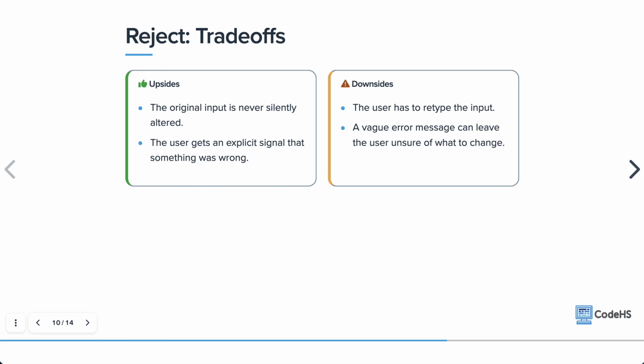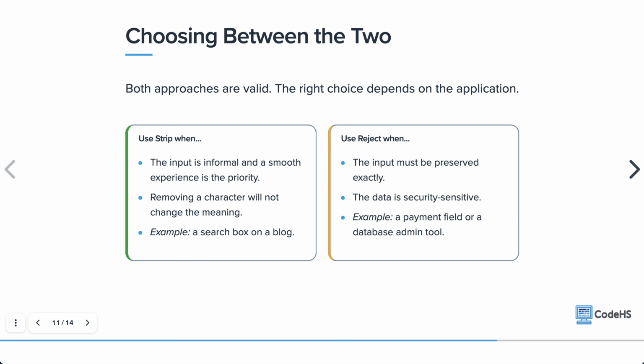That is a friction point in any form. And a vague error message can leave the user unsure of what to change, which can cause them to give up. Reject favors data integrity. The cost is user effort. So which approach do you use?